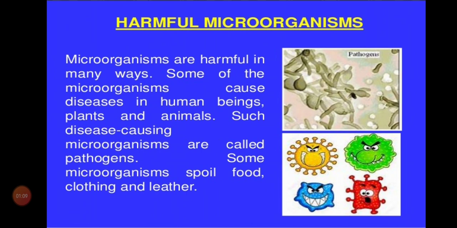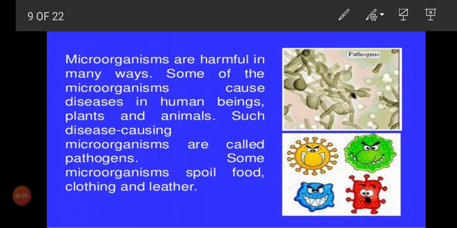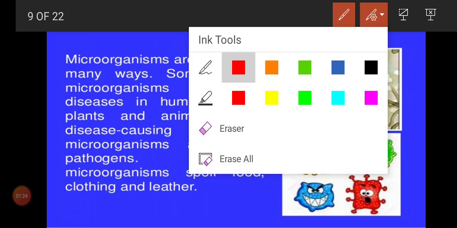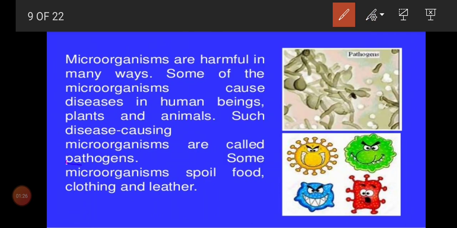So now look at the slide. Microorganisms are harmful in many ways. Some of the microorganisms cause disease in human beings, plants, and animals. Such disease causing microorganisms are called pathogens. Here you want to remember one important word, pathogens. So what do you mean by pathogens? Disease causing microorganisms all together, we'll call them pathogens.